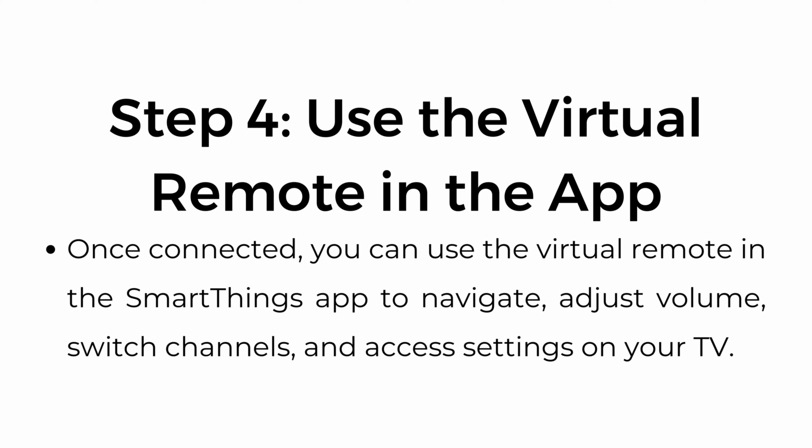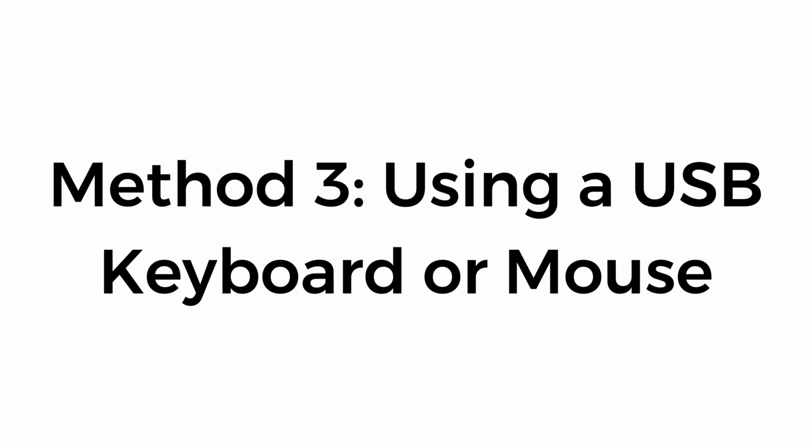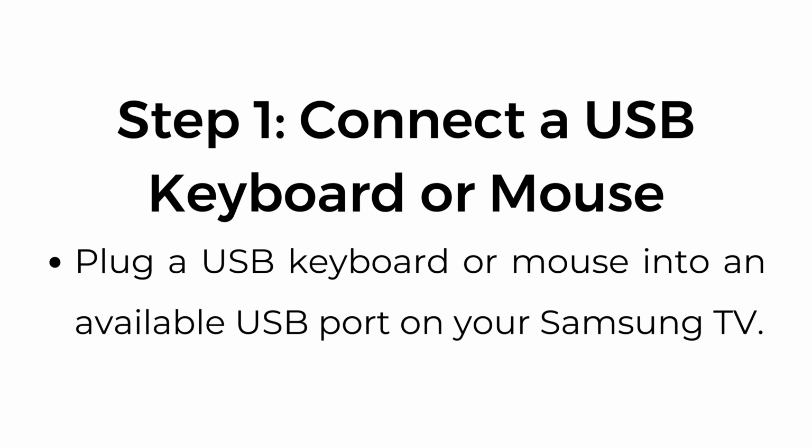settings on your TV. Method number 3, using a USB keyboard or mouse. Step number 1, connect a USB keyboard or mouse. Plug a USB keyboard or mouse into an available USB port on your Samsung TV.